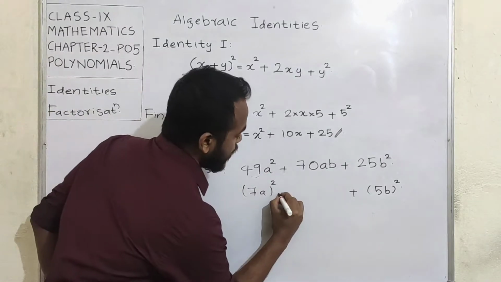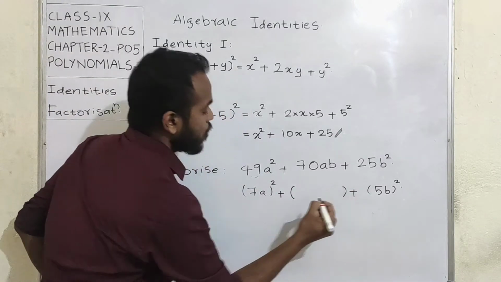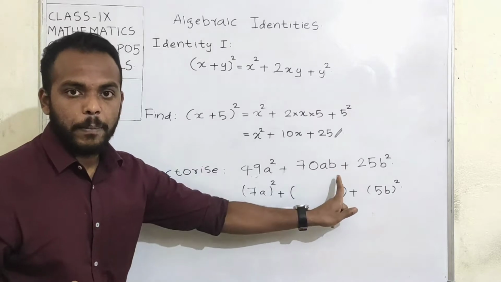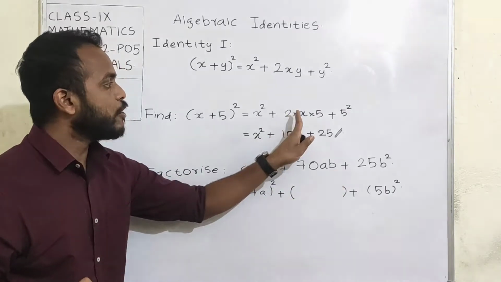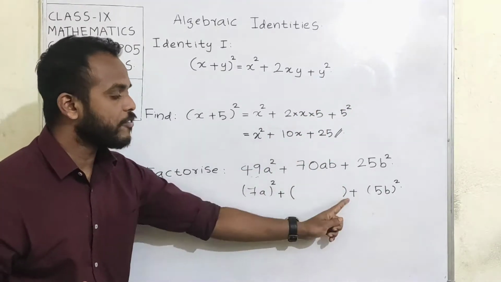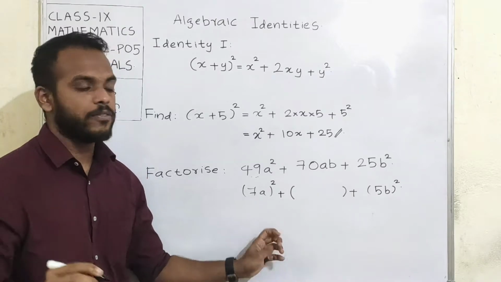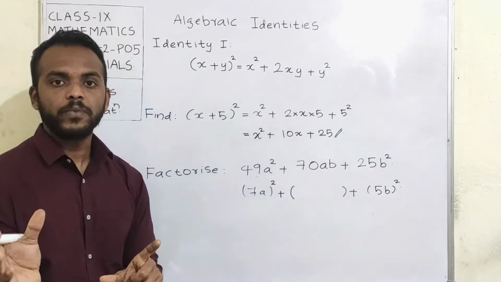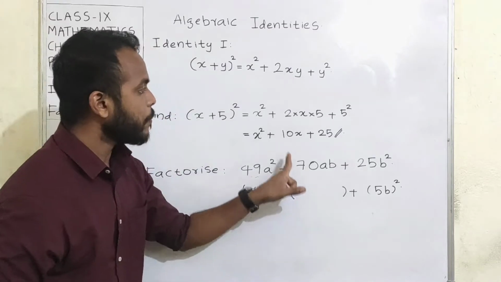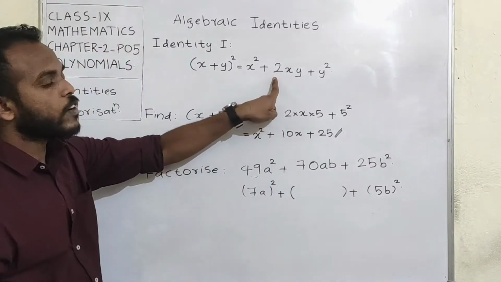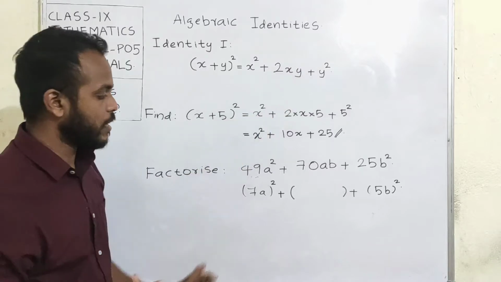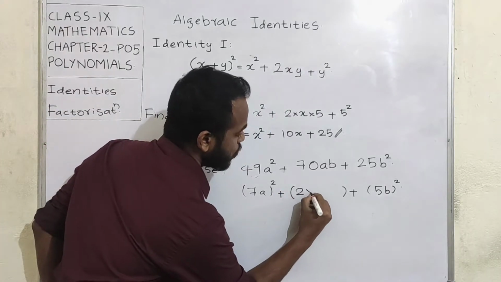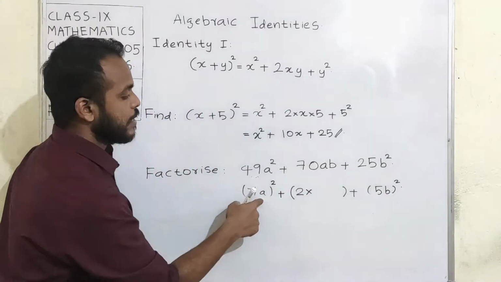Now we get this 70ab as 2 into first number into second number. If we get this as a success, then we can write this as something plus the other one, the whole square. So let's see whether we are getting the same. So what's the general form? First 2 into first number into second number. So let's try 2. We have put 2 here. What's the first number?